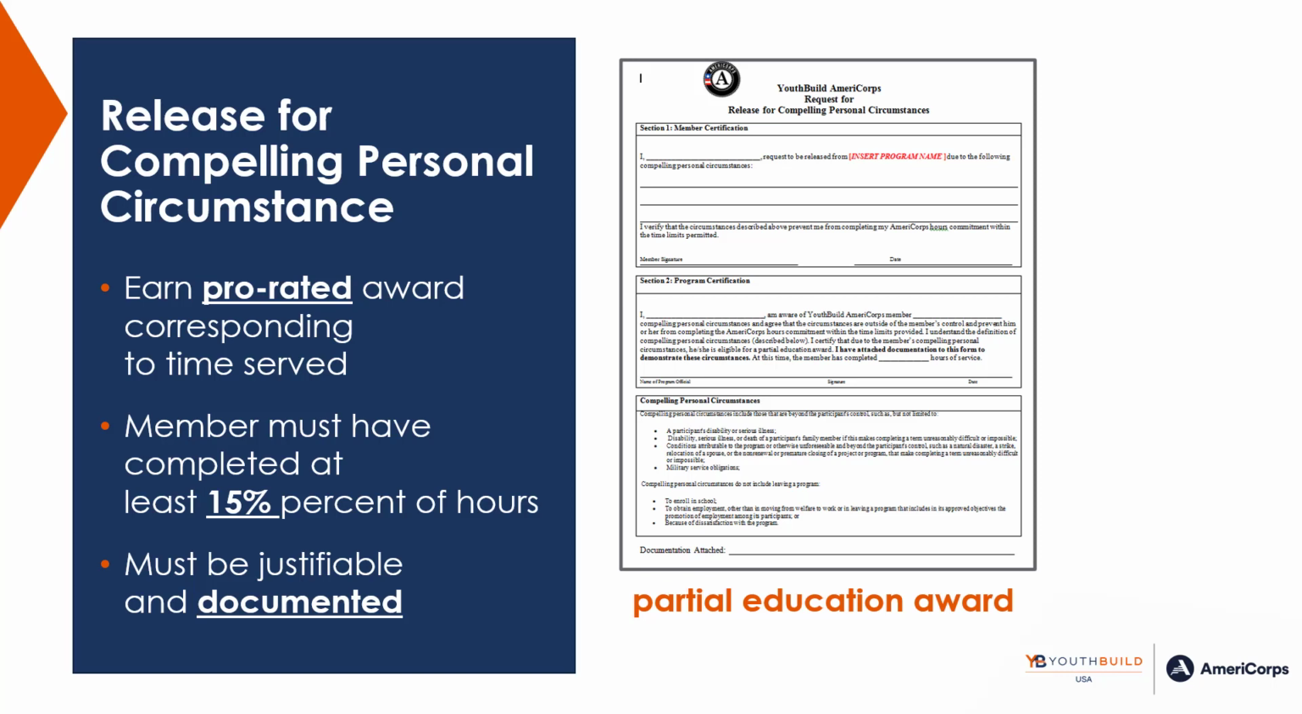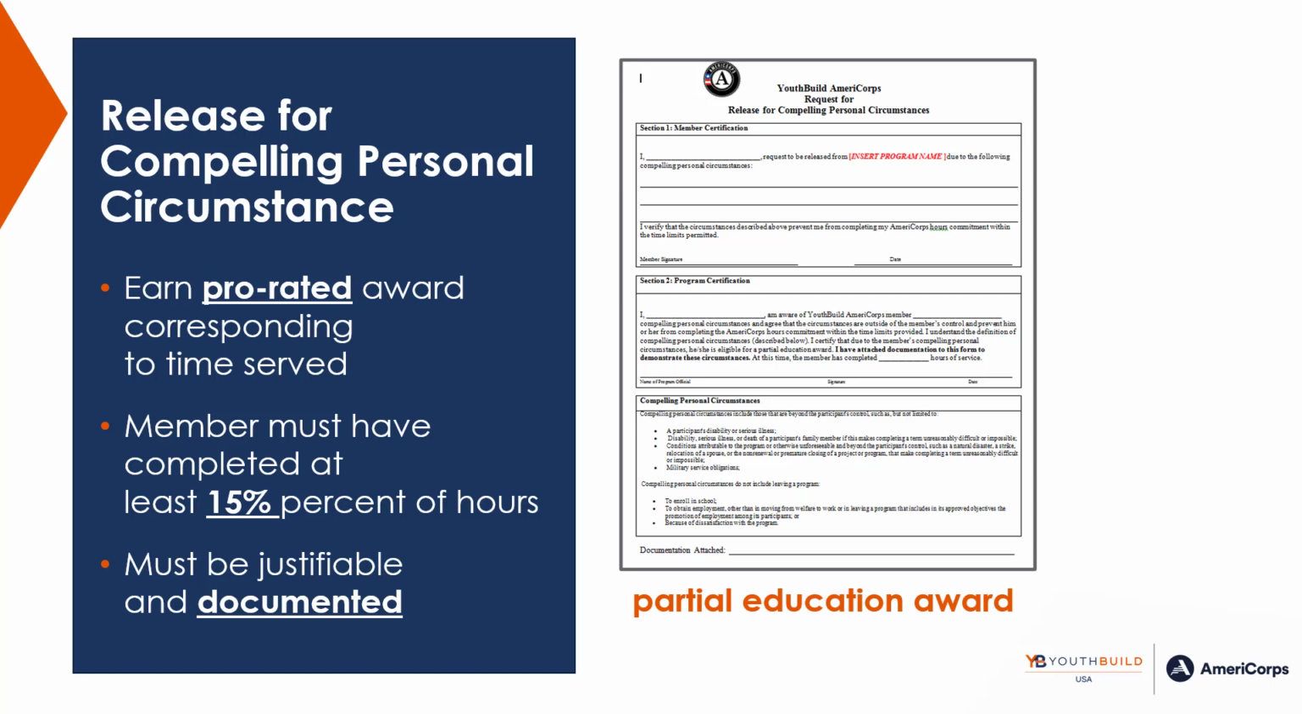Here you're going to use our compelling personal circumstance exit form. And same as with exits for employment, this form must be completed by both staff and members and have attached to it some kind of third-party backup documentation to verify or substantiate the situation or circumstance the member is facing. So an easy example would be a doctor's note that could verify a pregnancy, an injury, or an illness, either of the member themselves or a family member who the AmeriCorps member will need to be a caregiver for.